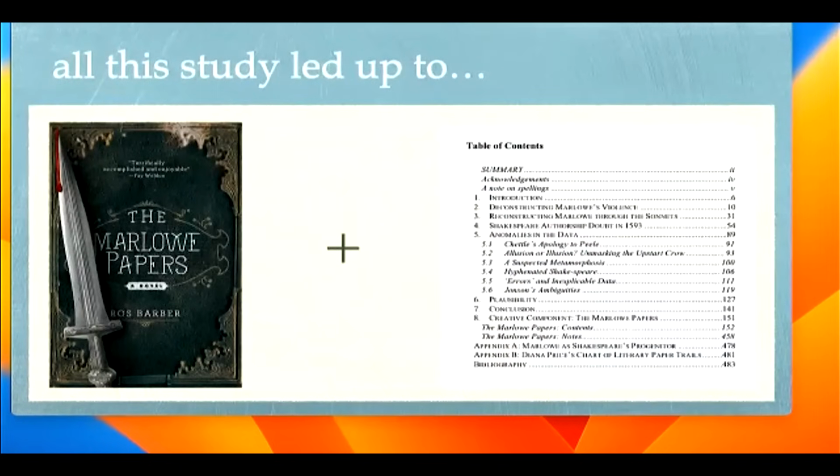All of this study, this was all part of my PhD, led up to the completion of my PhD, a little index there of the critical component, and The Marlowe Papers, which was the creative component. So it was The Marlowe Papers, 70,000 words, and a 50,000 word thesis, an overlength PhD, because I didn't want to do a disservice and only have 20,000 words to just explore the authorship question.